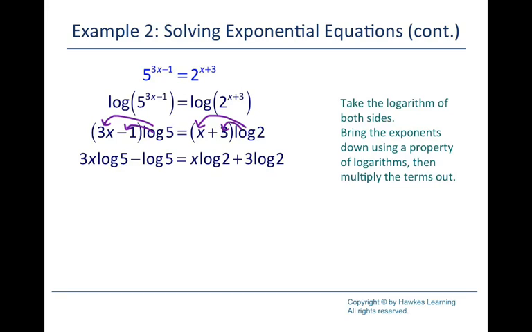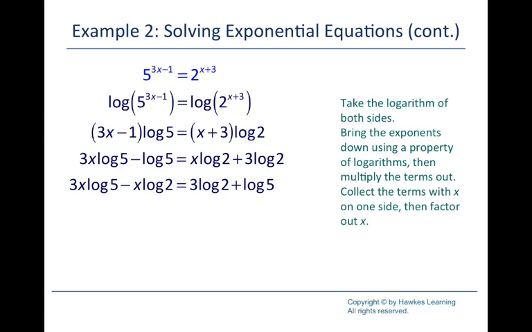Now what you have to do is get anything with an x in it to one side of the equal sign, and anything that doesn't have an x in it to the other side of the equal sign. So that'll be the next step. So now we have 3x log 5 minus x log 2 equals 3 log 2 plus log 5.